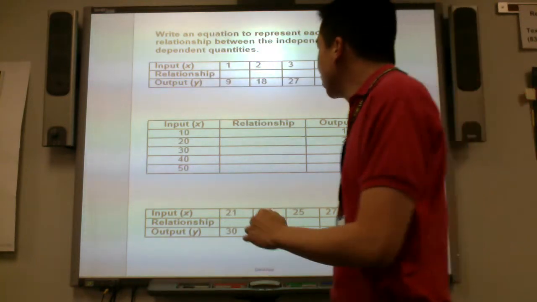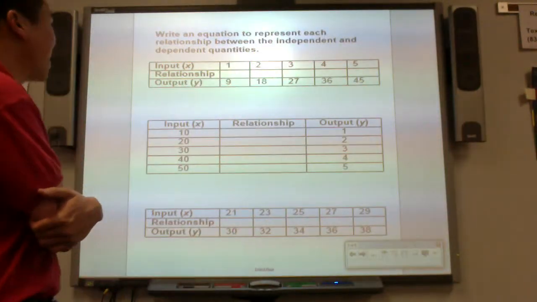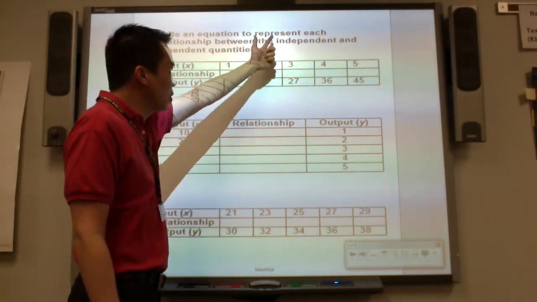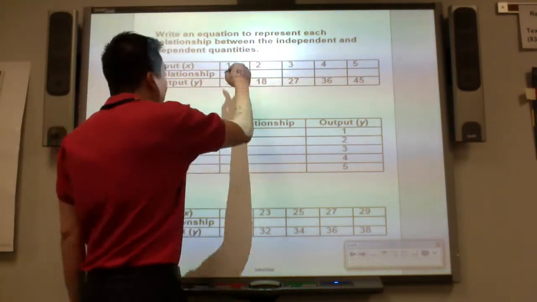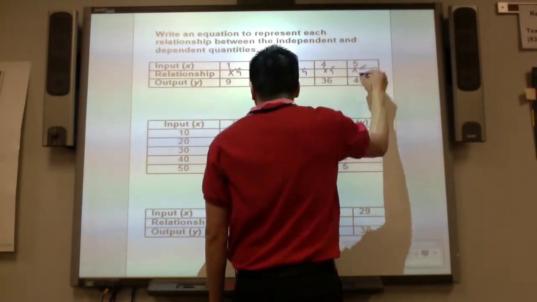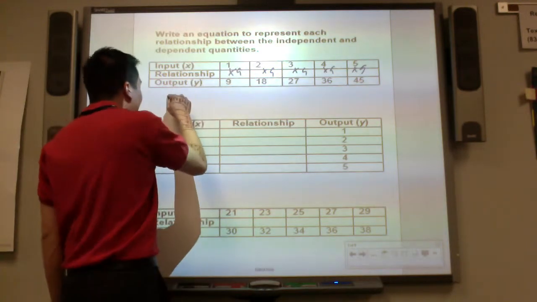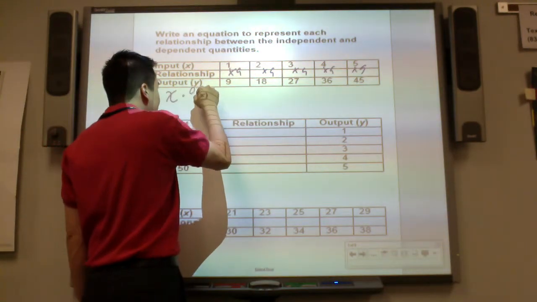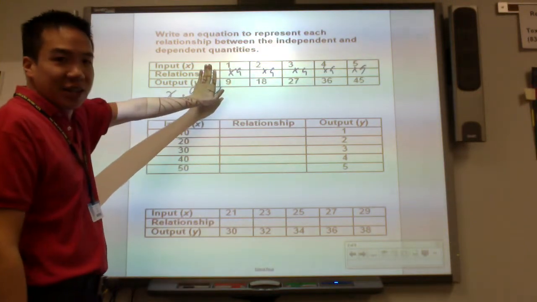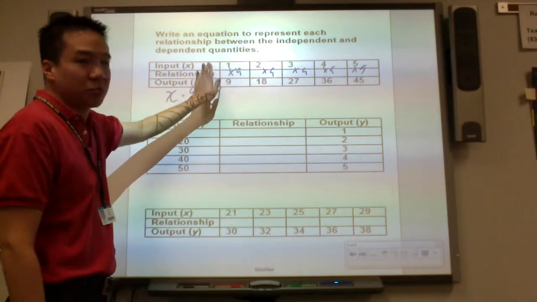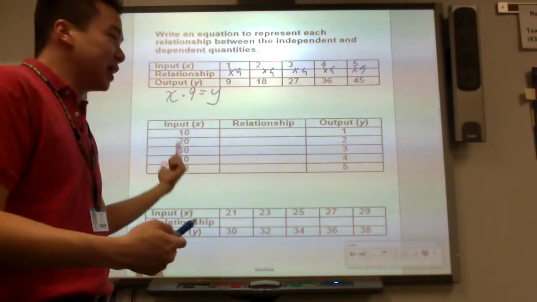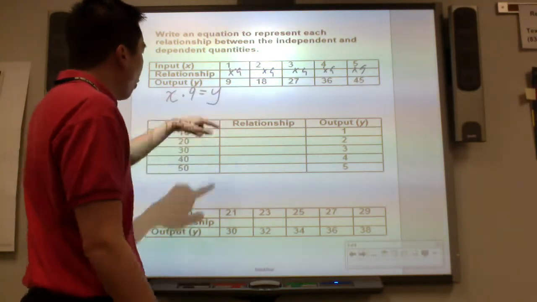Write an equation to represent each relationship between the independent and dependent. So what's happening to 1 to 9, 2 to 18, 3 to 27? I think you're building it up by 9 each time. That is the relationship. So you have x, you're multiplying it by 9, and it equals y. Before, we just wrote x times 9, which is an expression. You're just multiplying by 9. But now, if you multiply by 9, what do you get? This equals that. You're getting the output, or the y.